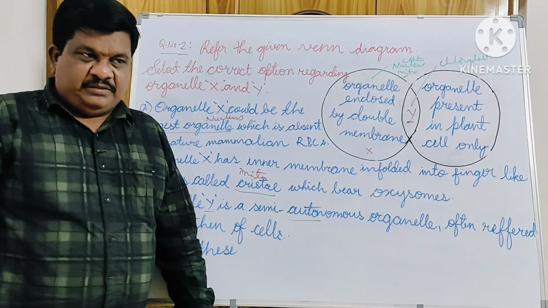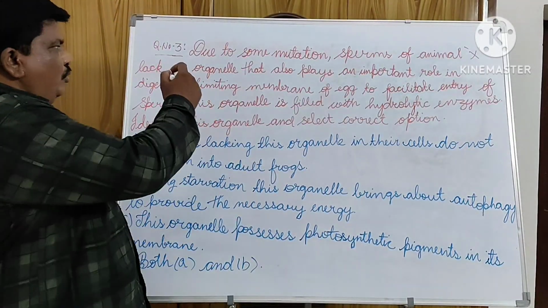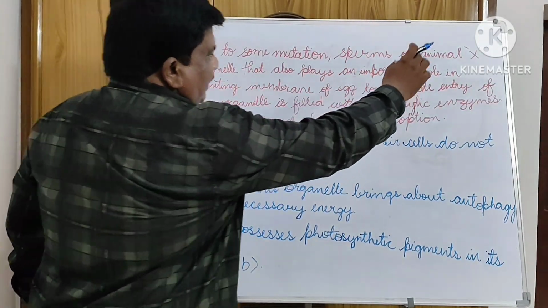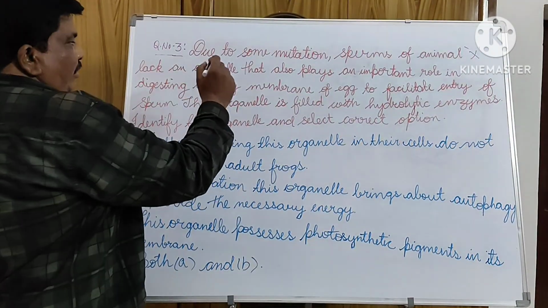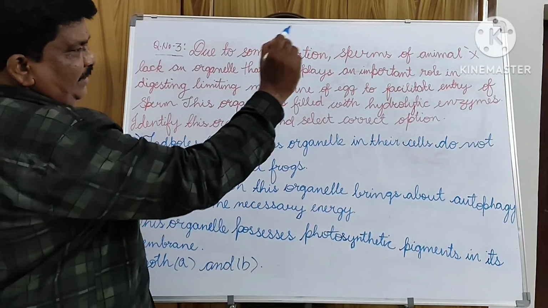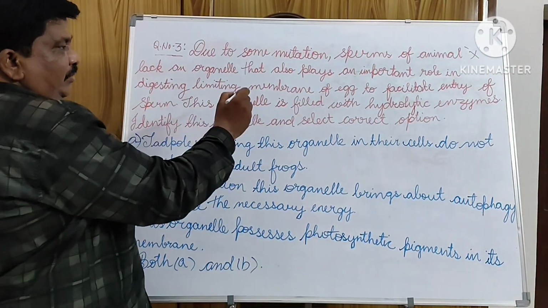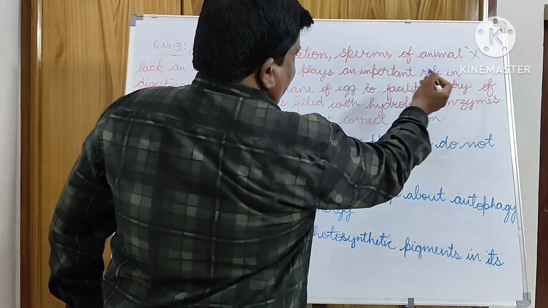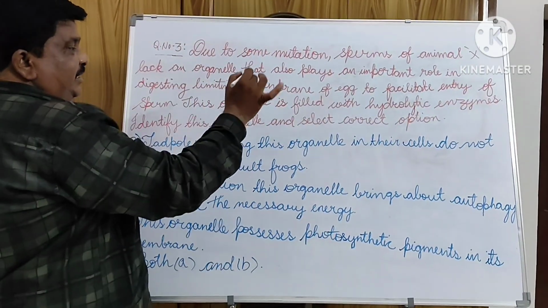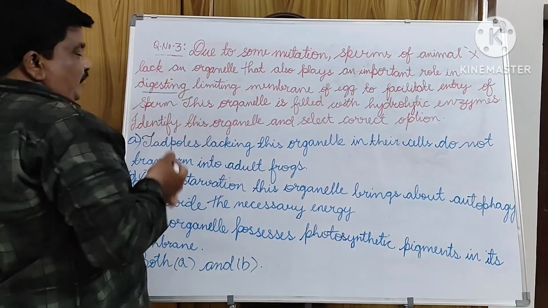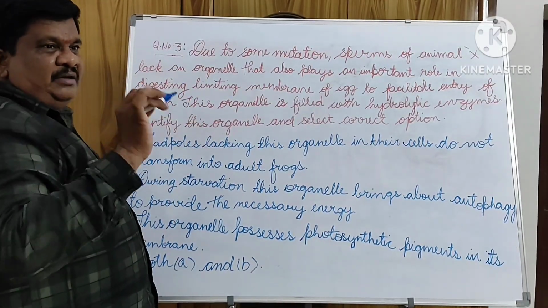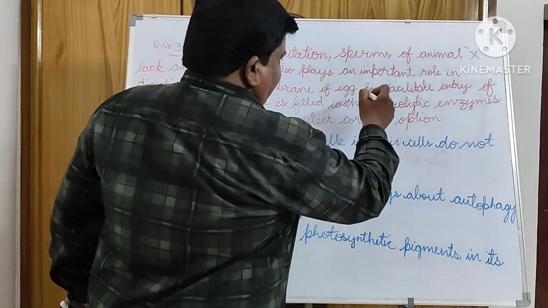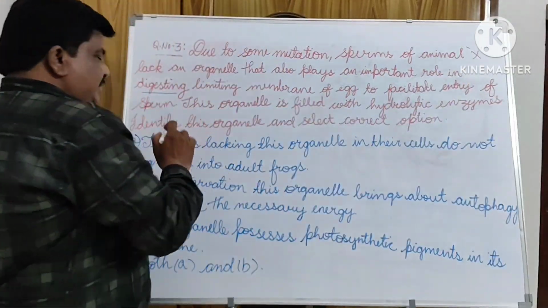We'll see the next question. Now question number 3. Due to some mutations, sperms of animal X lack an organelle. One organelle is absent in that sperm. That also plays an important role in digesting the limiting membrane of the egg to facilitate entry of sperms. Cellular digestion is done by lysosomes.